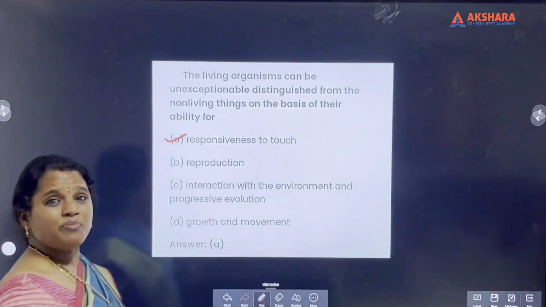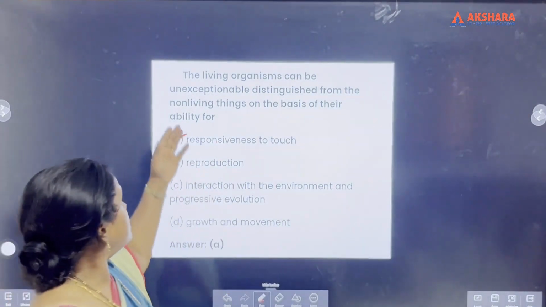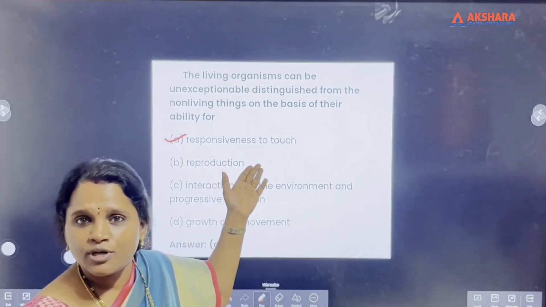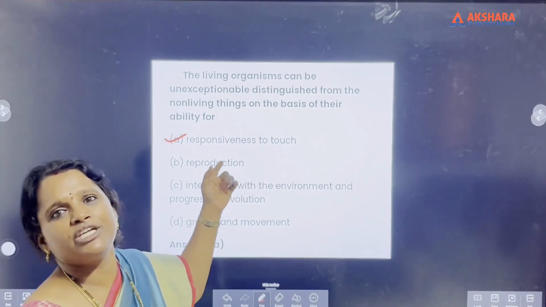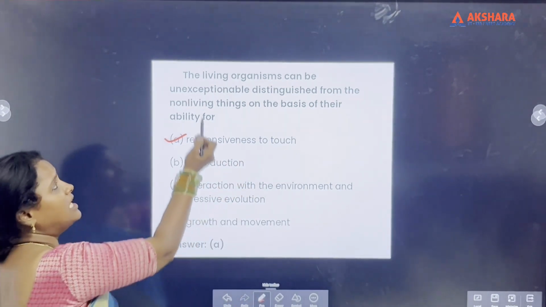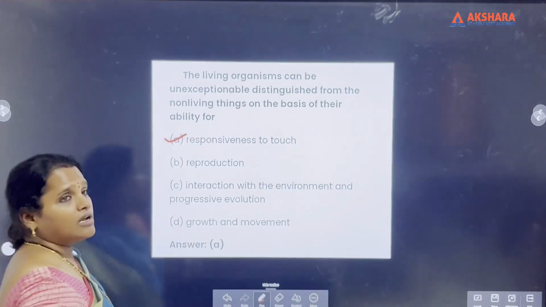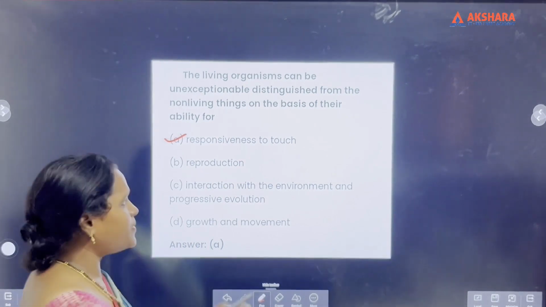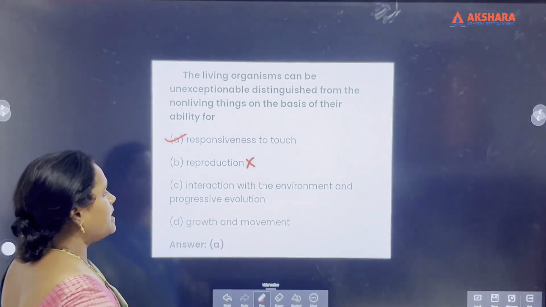And why not reproduction? Do all living forms reproduce? Yes, but what about mules and honeybees? They do not reproduce. So this is not a distinguishable character for living and non-living. Even some organisms, being living forms, do not reproduce. So the answer is no.